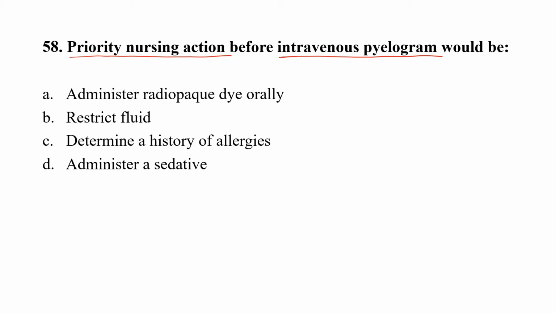What is intravenous pyelogram? Pyelogram is the imaging test for the renal pelvis and ureter, and it includes the use of a contrast solution given through the veins into the circulatory system. So the priority nursing action before administration of this IV contrast is to determine the history of allergy. So the correct option here is option C.